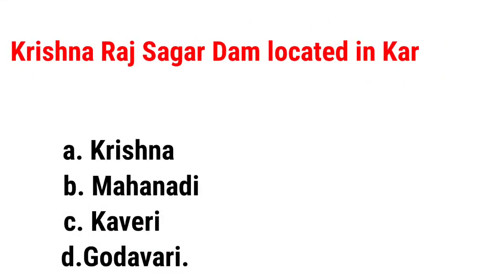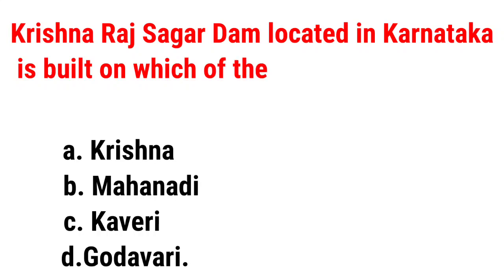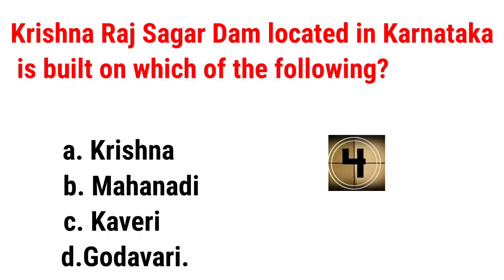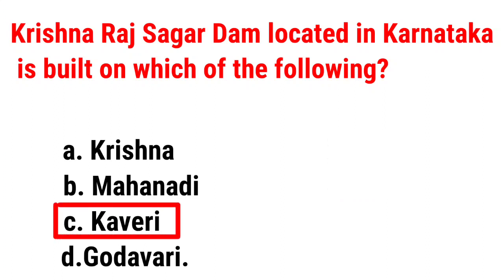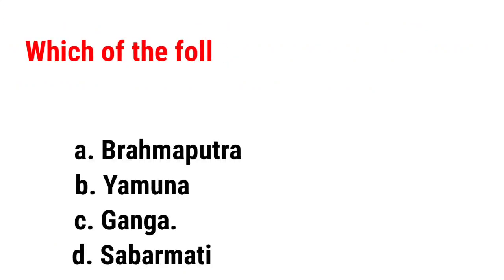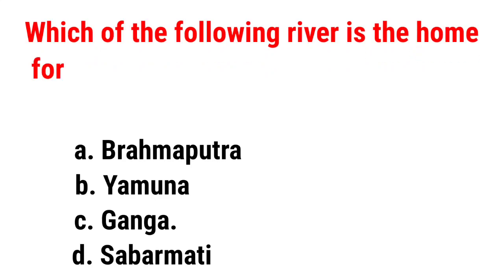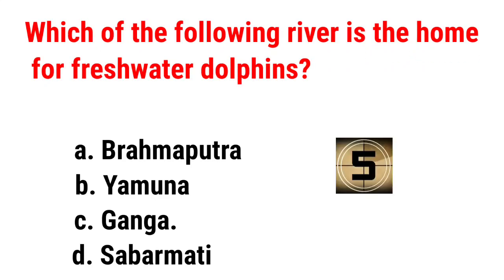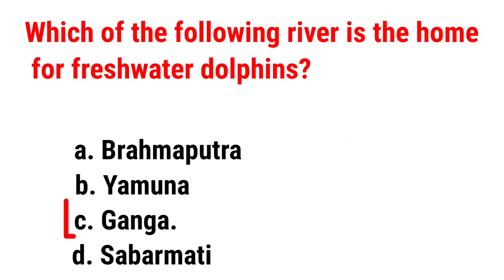Krishna Raj Sagar Dam located in Karnataka is built on which of the following? Correct answer is Kaveri. Which of the following rivers is the home for freshwater dolphins? Correct answer is Ganga.